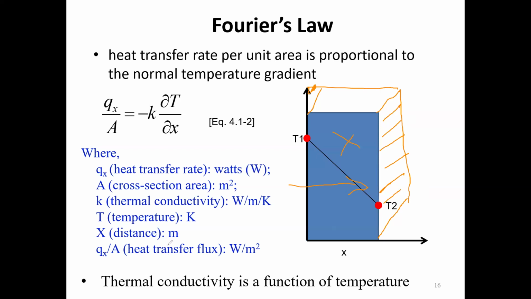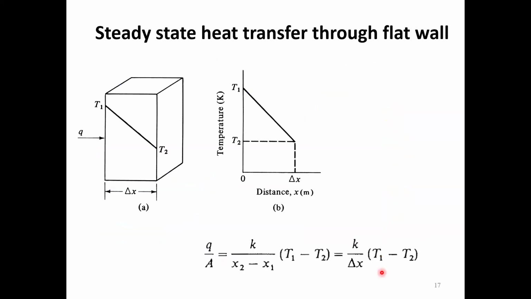Another thing that you should be aware of is that thermal conductivity is a function of temperature. However, for most of our problems, we will just assume a mean thermal conductivity between the two temperatures we are interested in. So let's find the equation with which we can calculate the rate of heat transfer across a flat wall. Here we call it steady state heat transfer.